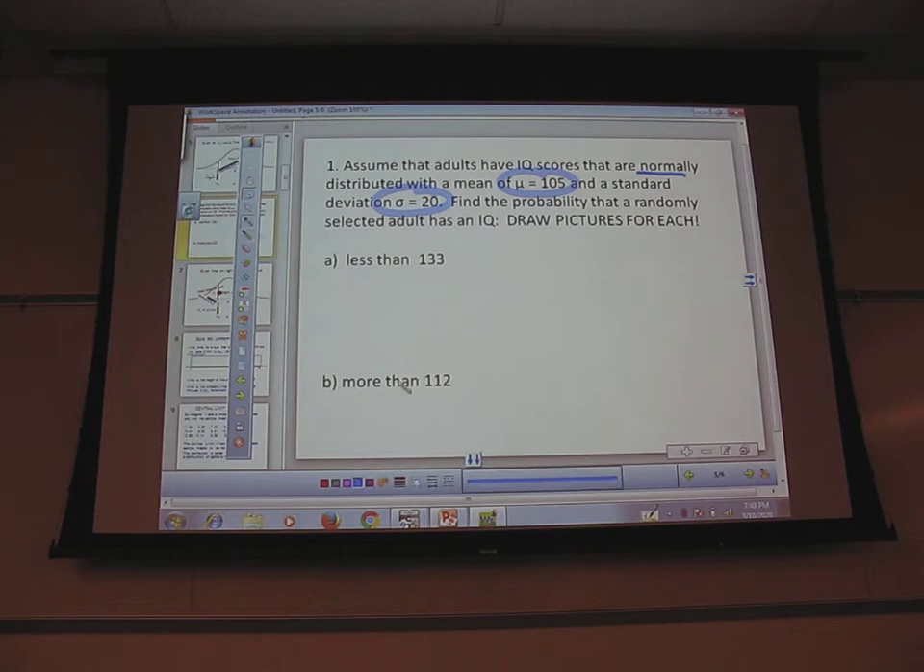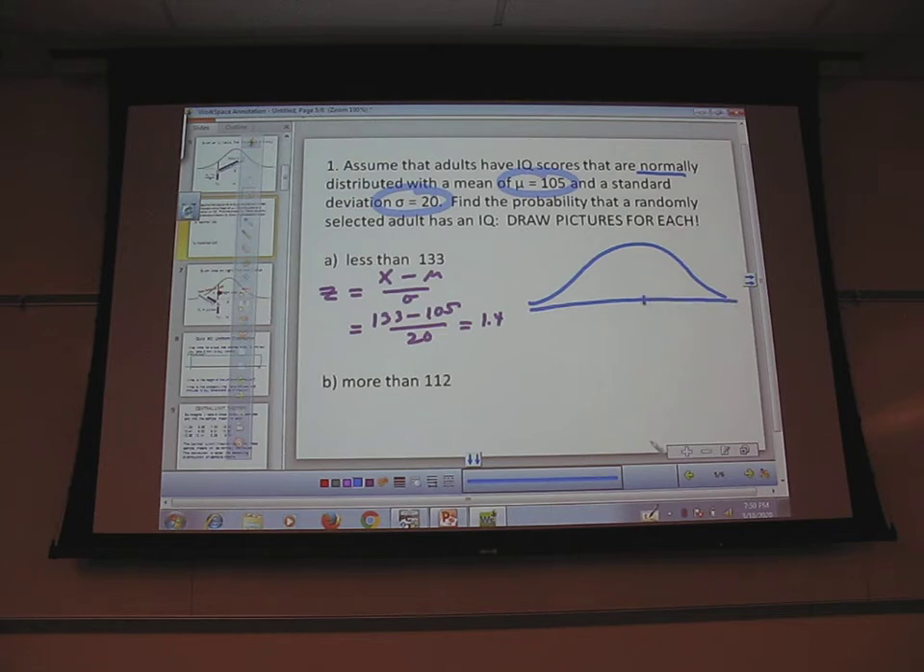Now, less than 133. First thing you're going to do is find the z-score. You take your x value, subtract the mean, divide by the standard deviation. So it's going to be 133 minus 105 over 20. And what did you get? 1.4. Great. Then you're going to draw a nice little picture. Give me the hill, the line along the bottom, and just a tiny notch at the center so I know where your mean is. 1.4, is that on the left or the right? Right. I want above it or below it? Less than, so below it. It's all this stuff over here.